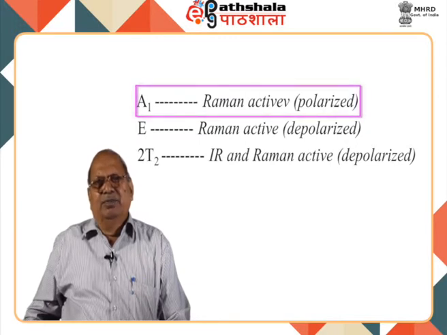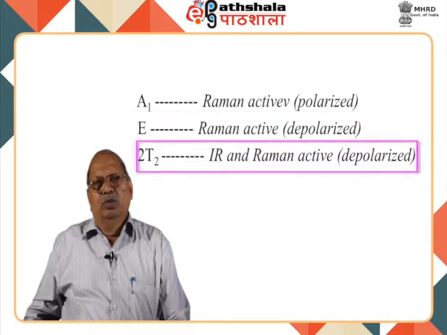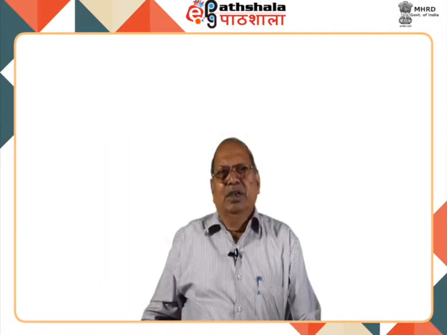A1 is Raman active and polarized, E is Raman active and depolarized, 2T2 bands are IR and Raman active. Thus, we get 2 IR bands and 4 Raman bands, and 1 band is polarized. If it is a Td geometry, a tetrahedral geometry for xenon tetrafluoride, according to our theoretical prediction it should give 2 IR bands, 4 Raman bands, one of which should be polarized. 2 IR and 1 Raman bands are common.